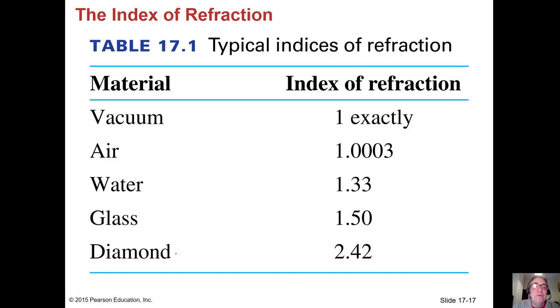So here are some typical indices of refraction. Vacuum exactly 1, air 1.0003. So you can see why it's practically the same thing as a vacuum. Water 1.33. We saw that when we looked at Snell's law. Same thing with glass. We did some work with glass. Diamond all the way up here at 2.42. So light really slows down when it hits diamond. But then when the light emerges from the diamond or glass or water, it gets back to its regular speed. Okay, so there's a nice table of indices of refraction for you.